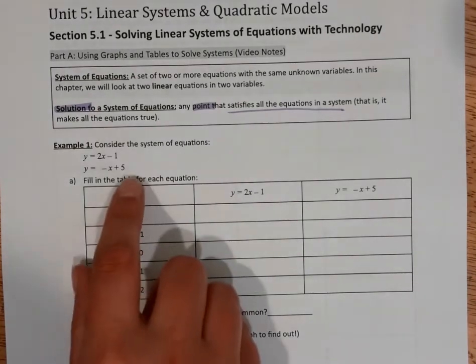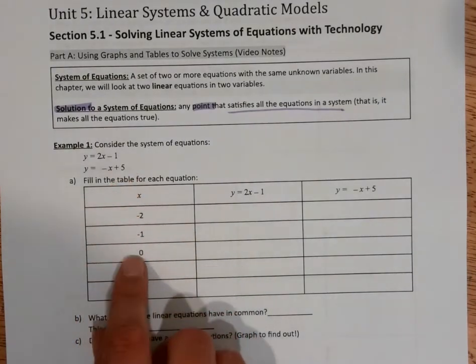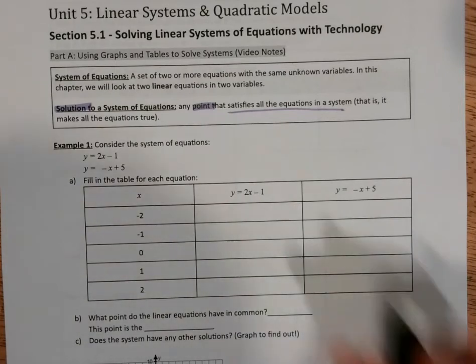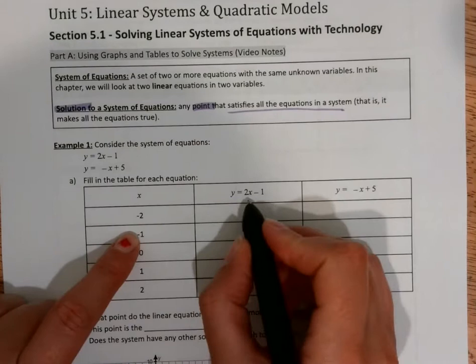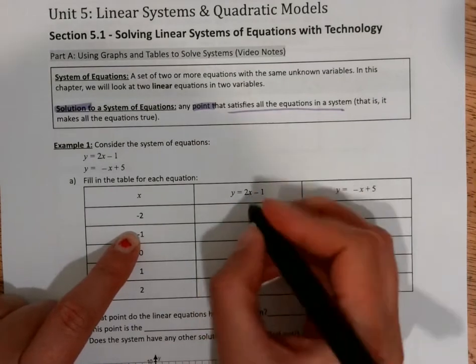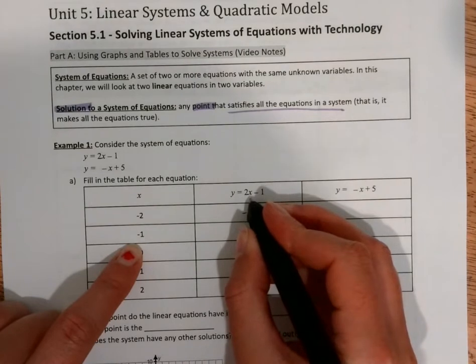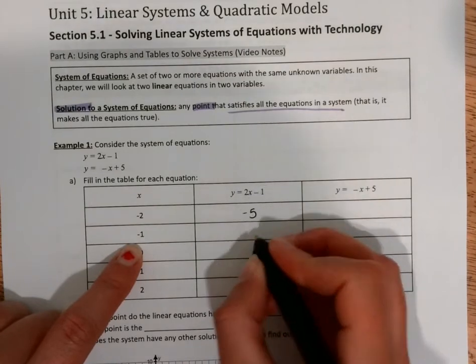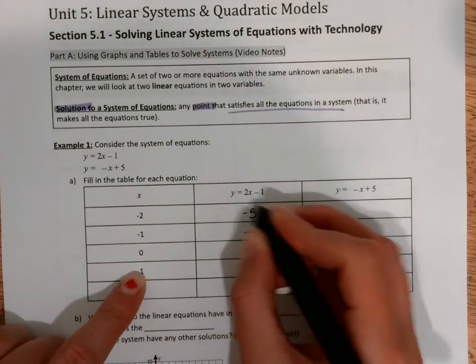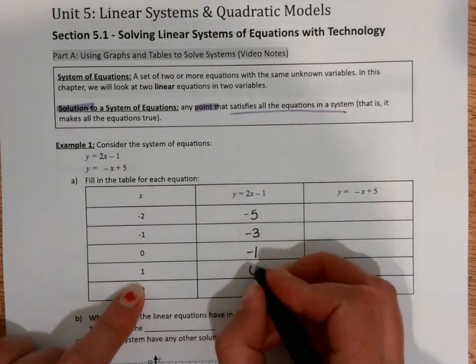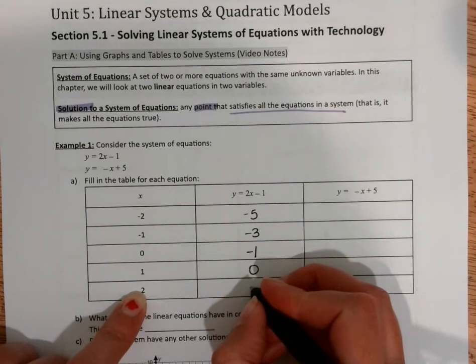So first we have two equations, and we're going to fill in the table for each equation. So we have a list of x values, we're going to fill in their y values. Alright, so negative 2. Negative 2 times 2 is negative 4, minus 1 is negative 5. Positive 2 times negative 1 is negative 2, minus 1 is negative 3. 0 is negative 1. 2 times 1 is 1, minus 1 is 0. And 4 minus 1 is 3.